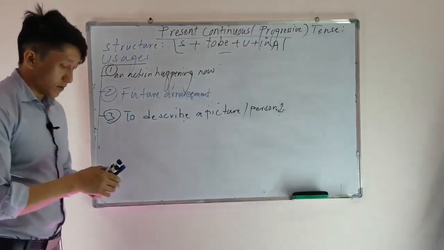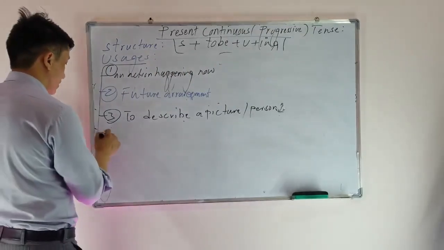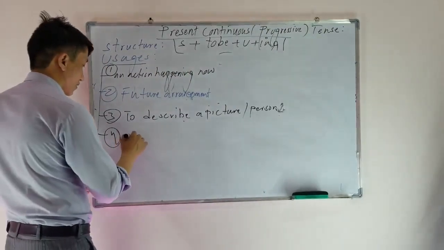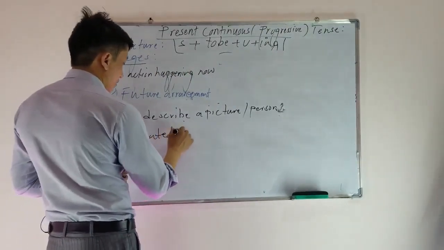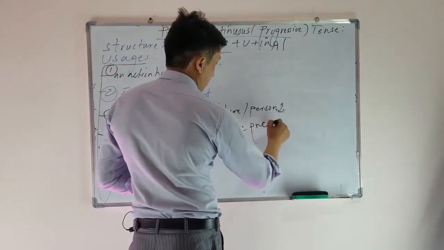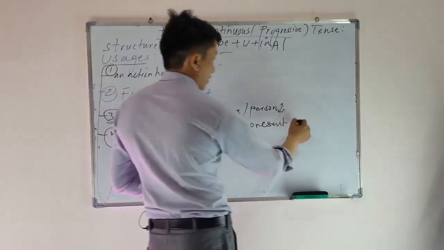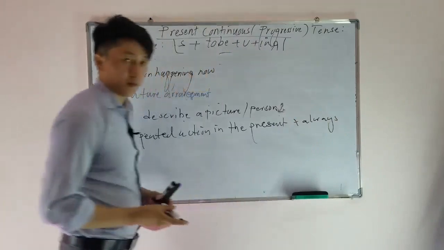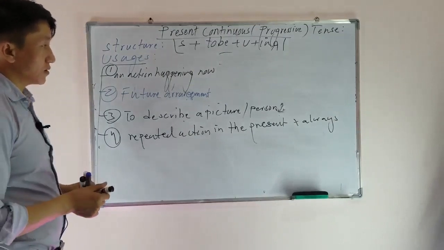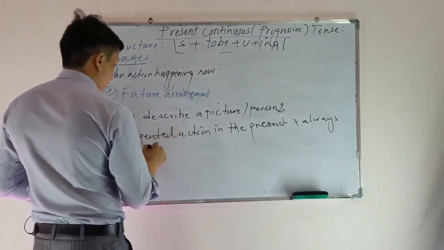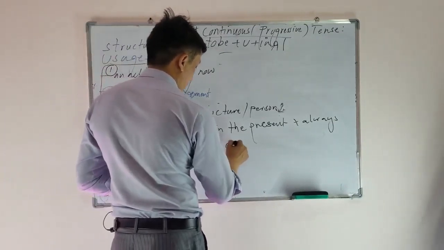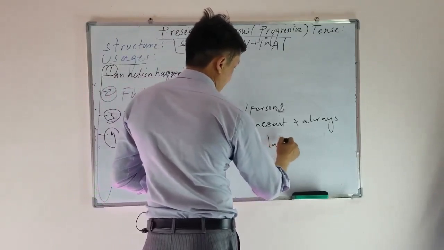Now, we can also use present continuous tense to talk about repeated action in the present. Sometimes we can also use it to talk about repeated action in the present tense, mostly together with always. So sometimes when you want to tell somebody as a warning, we use this structure. For example, we can say he is always coming late.